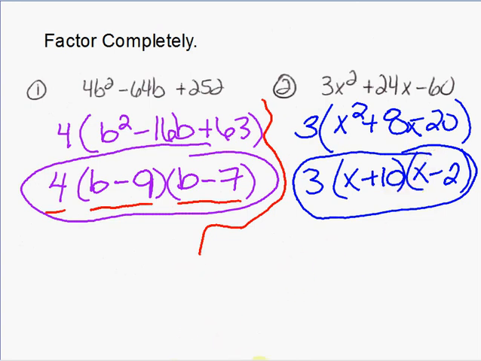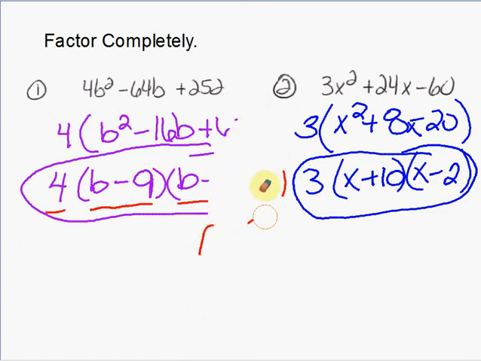Okay. Some people might be saying, well, what if you wanted to check your work? How would you do that? So let me erase some of this other stuff over here. I'll do a little erasing.